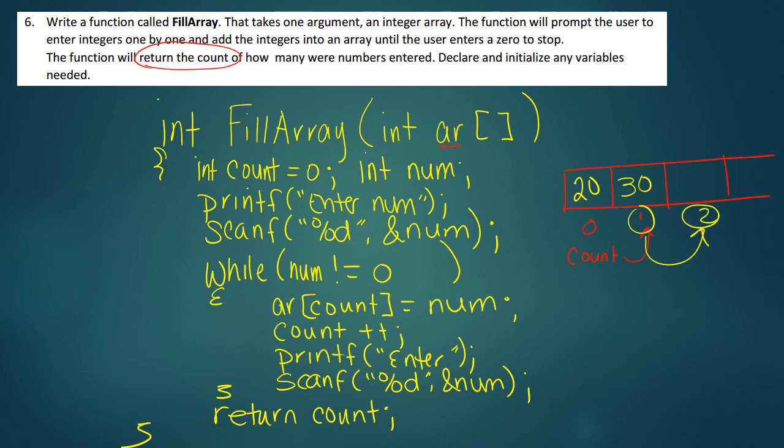We'll get another number, the user enters a 0. So 0 does not equal 0, this becomes false. And at the end, count was 2, and we will return count, which is a 2. So I think that answers the question.